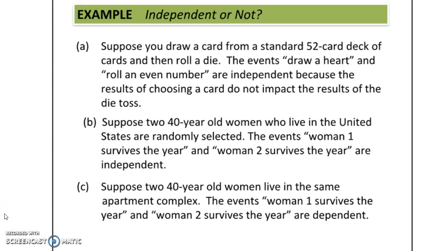All right, in these examples, you can see that drawing a card from a standard deck of 52 cards and then rolling a die, both of those individual events don't affect each other. So the event draw a heart and roll an even number. If I draw a heart from a deck, it's not going to change the number that is rolled on the die, and vice versa. So those are both independent. However, if I was drawing a heart and then trying to draw another heart, or draw a spade, for example, from the same deck without putting the card back, those would be dependent events.